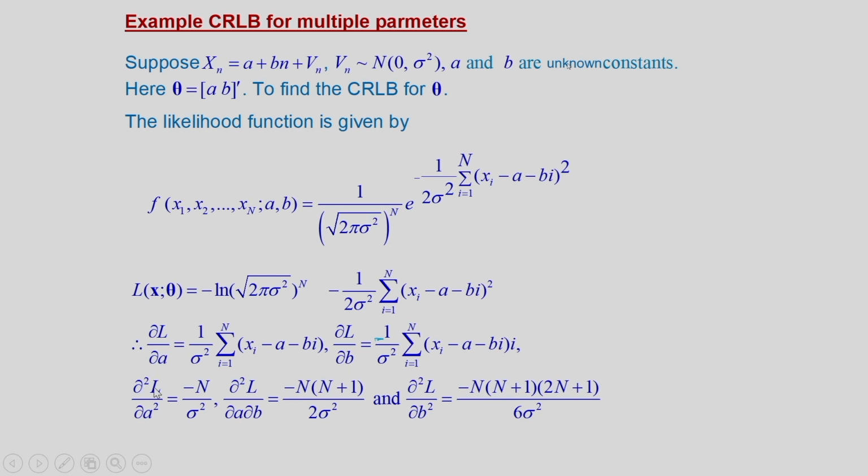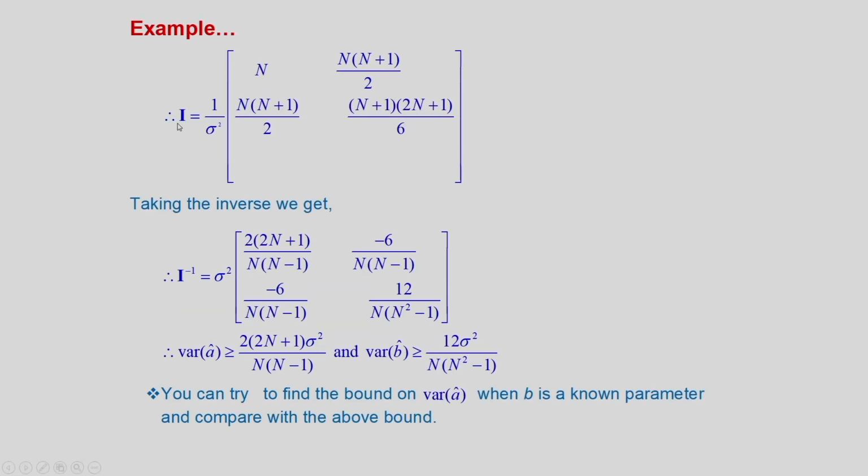So, we can find out ∂²L/∂A², ∂²L/∂A∂B, and ∂²L/∂B². So, these are the values. Therefore, I will be equal to 1 by sigma square times this matrix. First element will be n, then first row second element will be n(n+1)/2. Similarly, second row first element is n(n+1)/2, and the last is (n+1)(2n+1)/6. This is the information matrix.